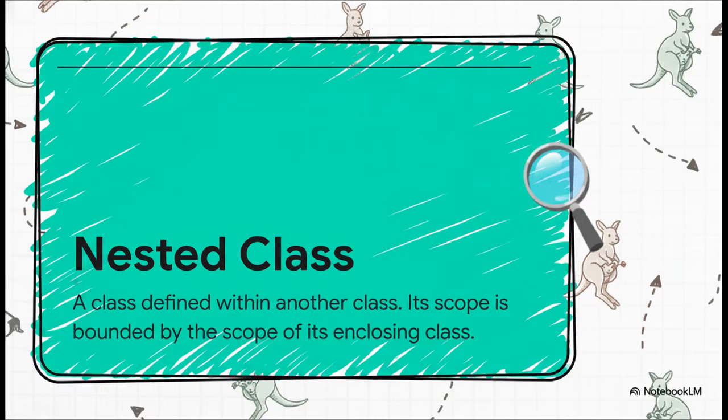So what does that really mean? It means the nested class is completely contained. Its entire world, its whole scope, is limited by its outer class. Just like our Joey, it doesn't just wander around on its own. Its existence is tied to the kangaroo.